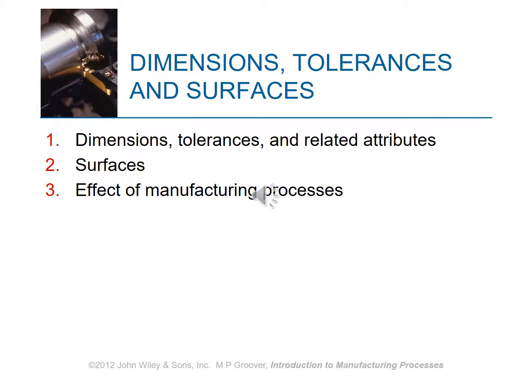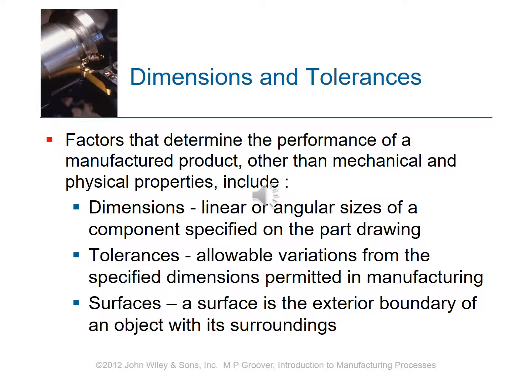Okay, this is chapter 4. We're going to talk about dimensions and tolerances and surfaces. Things you'll need when you're doing processes. So what are dimensions and tolerances? Why do we have them? You can't make everything exactly perfect, right? So you've got to have some kind of tolerance.